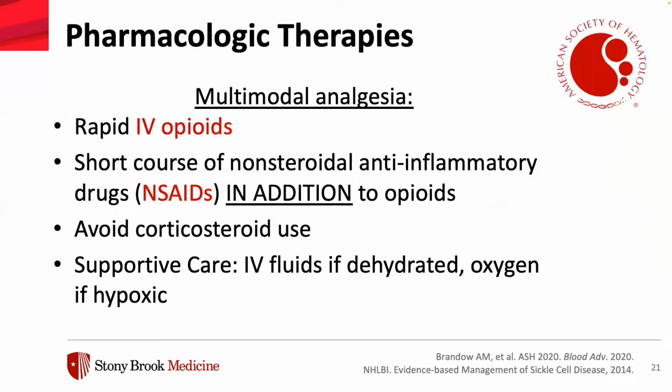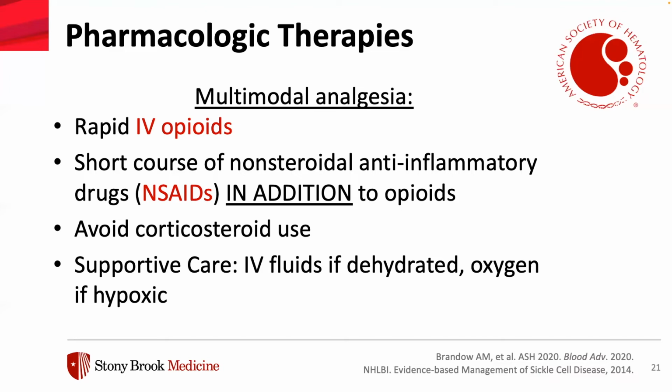But going more into the pharmacologic therapies. We have here a multimodal analgesia approach, which means combining different medications to best optimize their pain. So really, first line would be rapid IV opioids. And again, I just want to emphasize that we aren't really starting with IV Tylenol or the NSAIDs in these patients right away, since they have severe excruciating pain that at home they were not able to manage with NSAIDs. So usually it's recommended that they initiate IV opioids.